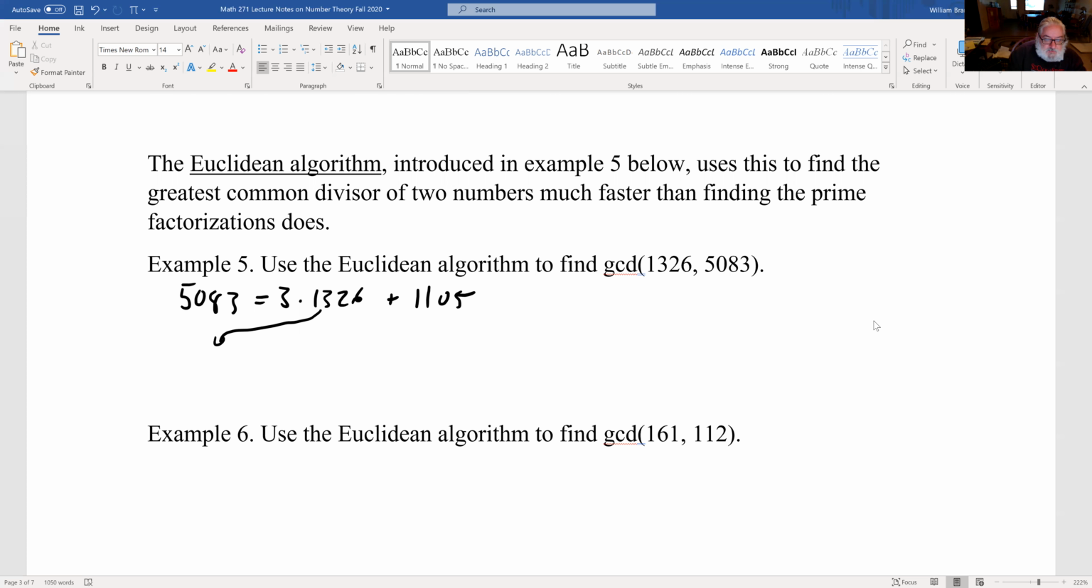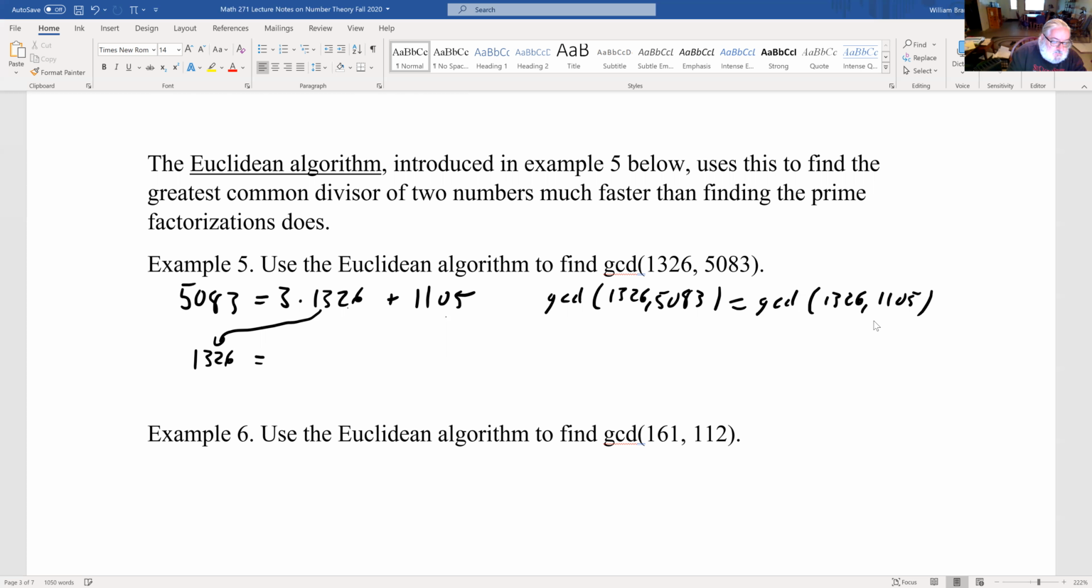Before I do that, let's note that the greatest common divisor of 1326 and 5083, which is what we're looking for, has to now be the greatest common divisor of 1326 and 1105, because of the previous statement. So 1326 equals what in terms of 1105? We divide 1326 by 1105. Remember, this is integer division, not decimal division, right? So we don't want any decimals, we want remainders. And if you actually do that, you get 1 times 1105 plus 221.